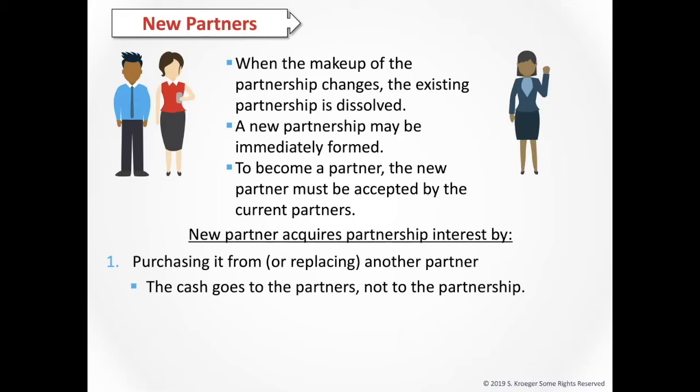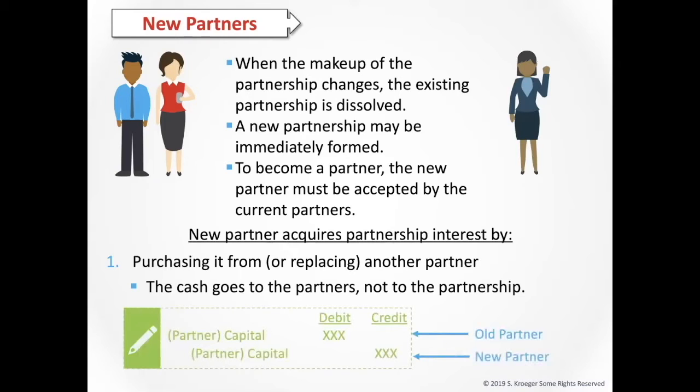What the business is going to do is remove the capital account of the partner that's leaving and replace it with the capital account of the partner that's coming in. The journal entry will look like this. There'll be two capital accounts, one's a debit, one's a credit. The partner that's leaving, their capital account will be debited for the amount that is in that account, basically removing it and zeroing it out so that partner is no longer on the books.